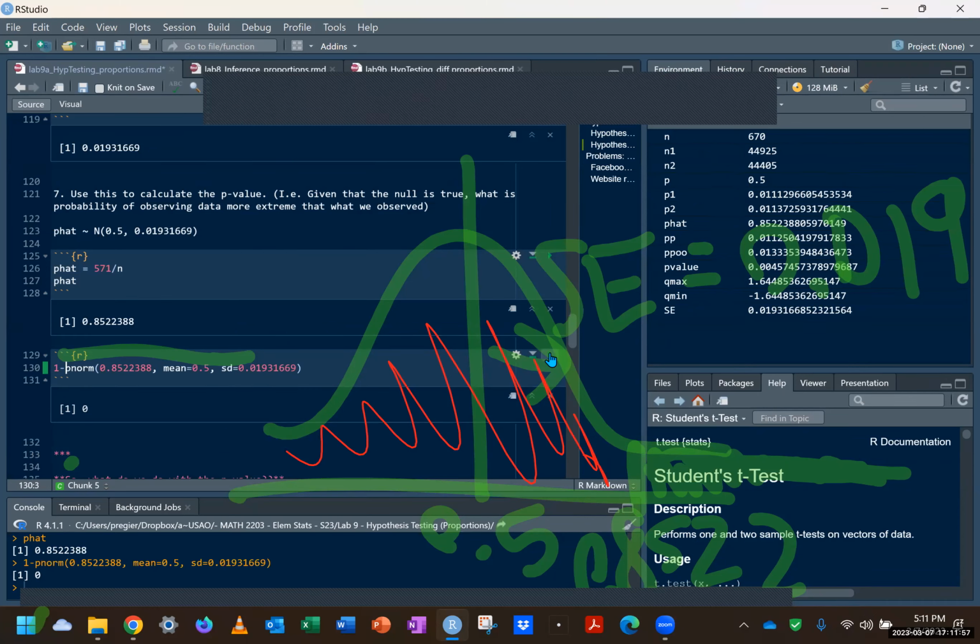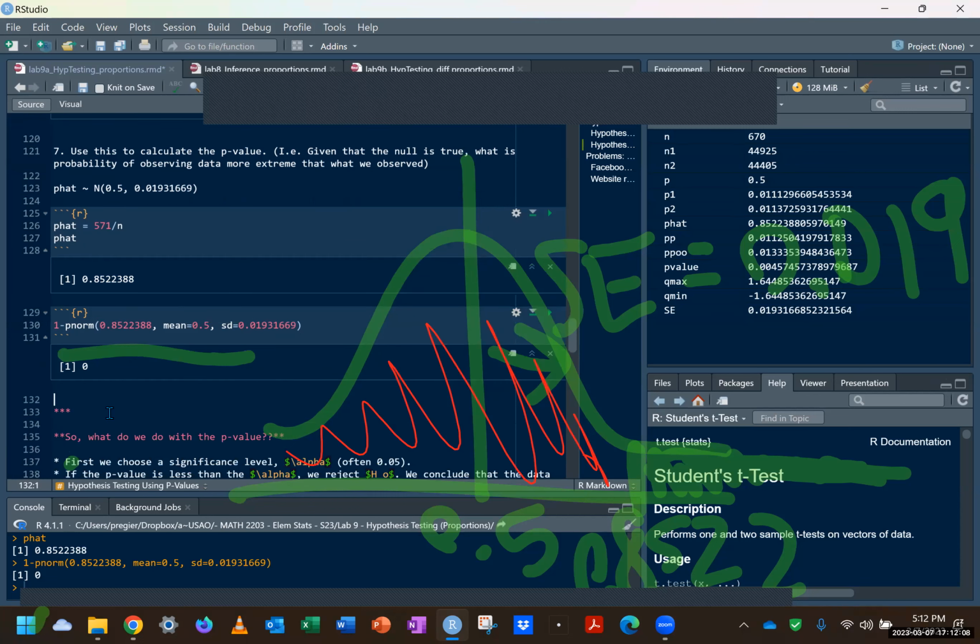So that tells us a p-value. And if we see something really, really small, with scientific notation or a 0, that's a very good sign. That means this is the chance that we observe the data we have given the null is true.